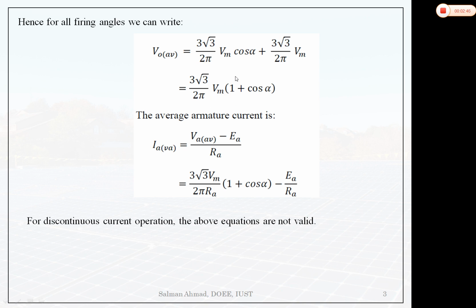Like in the last class I discussed one problem, there I computed how to take Vm in case of a delta-star connection. Also, for discontinuous current operation, this expression will not be valid. So we have to find the instantaneous value accordingly.